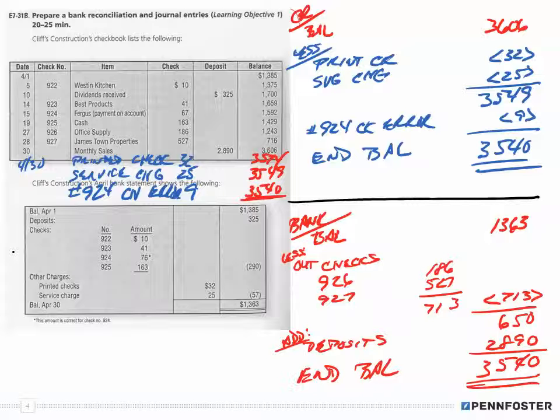So the question now becomes, we were asked to make journal entries. Remember, this is our check register, and when we add transactions to our check register, these are transactions that are not on our books. The check register is a separate book. It is not the general ledger cash account.